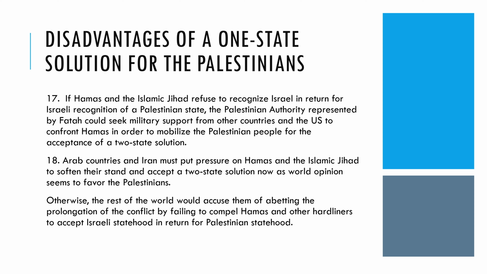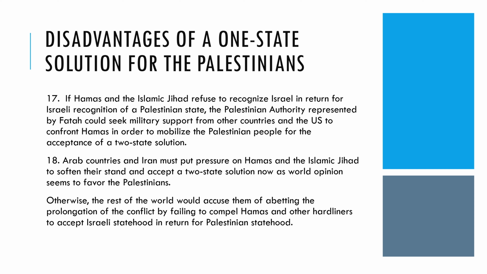17. If Hamas and the Islamic Jihad refused to recognize Israel in return for Israeli recognition of a Palestinian state, the Palestinian Authority, represented by Fatah, could seek military support from other countries and the US to confront Hamas in order to mobilize the Palestinian people for the acceptance of a two-state solution.